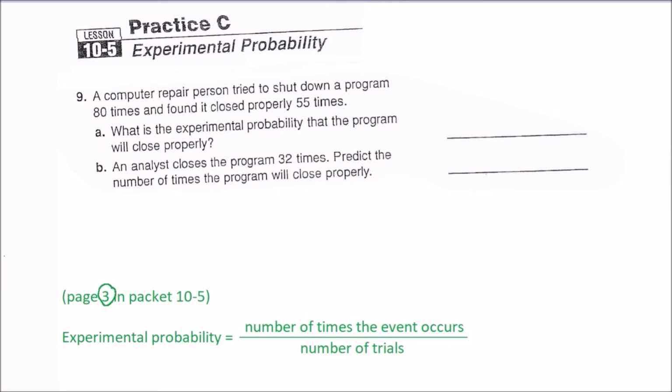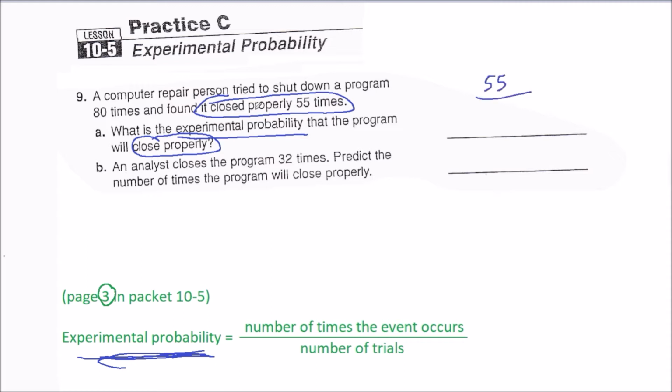Alright, so number 9 on our Practice C page says a computer repair person tried to shut down a program 80 times and found it closed properly 55 times. Part A asks, what is the experimental probability that the program will close properly? So experimental probability, again, I'm looking down here at this definition. Same definition we used in 6 through 8. So we want the number of times the event occurs. The event is closing properly. How many times did it close properly? Well, it closed properly 55 times, so that is my numerator.